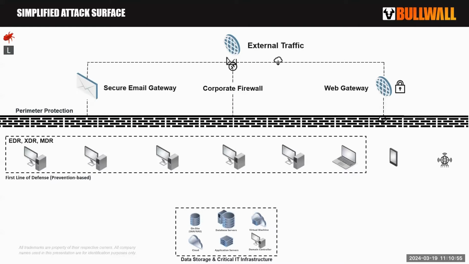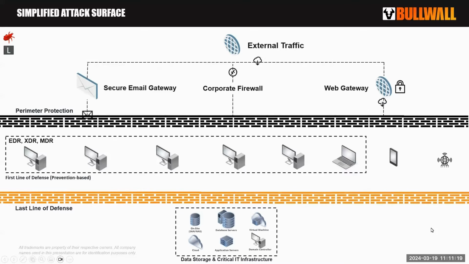That could be things like your email gateway, your corporate firewall, your web filtering or gateway solution, trying to deem if any of that traffic is malicious and if it needs to be blocked in any way. Following that, organizations today will have invested in multiple different endpoint security solutions, XDR, EDR, to try and block and prevent that attack from a local client perspective. But where we sit with BullWall RC is purely on that data storage and critical IT infrastructure layer of the organization, waiting for that illegitimate encryption to begin and then taking action.